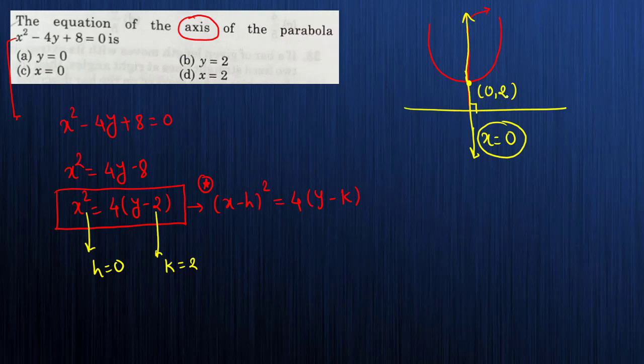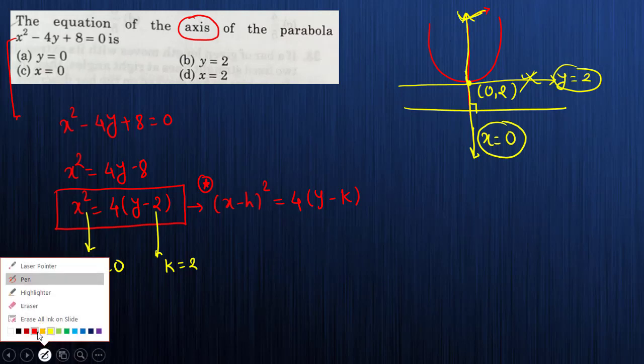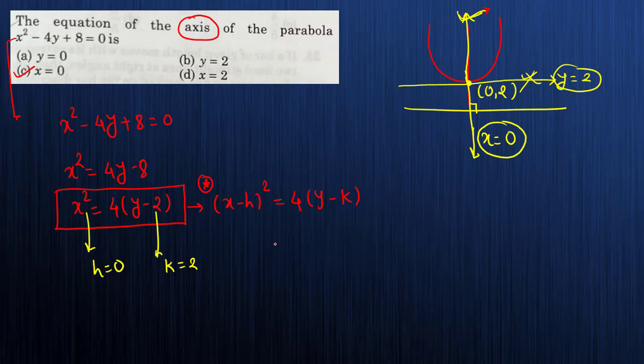Maybe you have a doubt, sir, why not y is equal to 2? If you take y is equal to 2, that line will be here. This is the y is equal to 2 line, but this is not an axis. This is not an axis. This is the only axis we have. Okay, that's why our answer is x is equal to 0, the correct answer. Option number C. Okay, done.